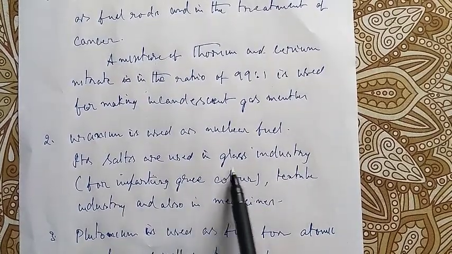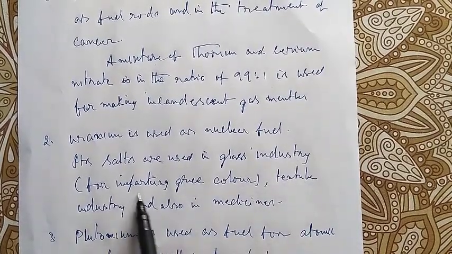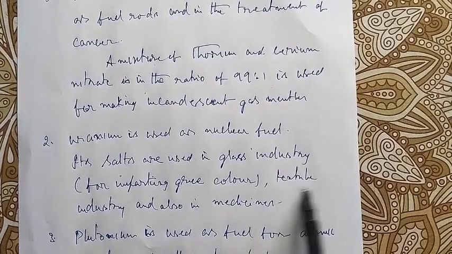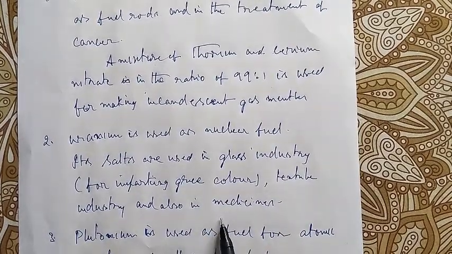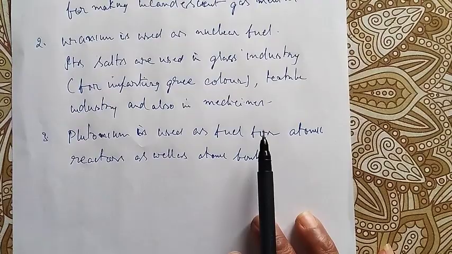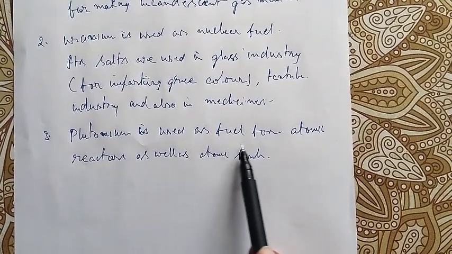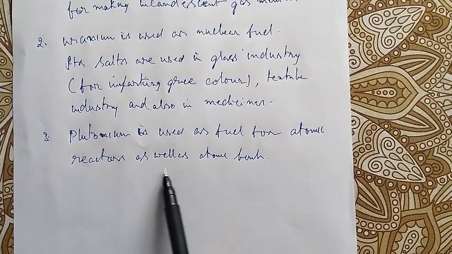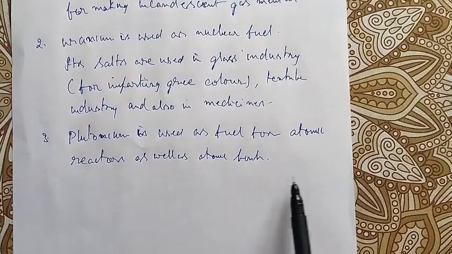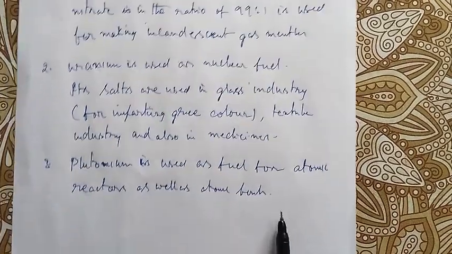Its salts are used in the glass industry for imparting a green color, in the textile industry and also in medicines. Plutonium is used as a fuel for atomic reactors as well as atomic bombs. So all these are the uses of actinoids.